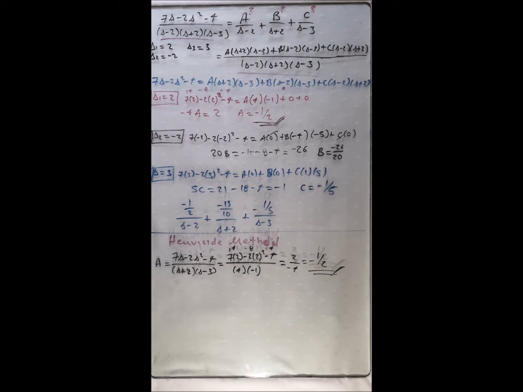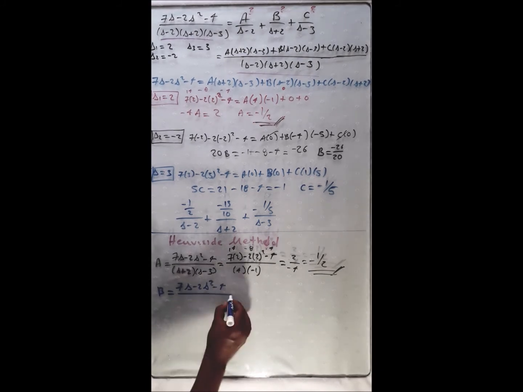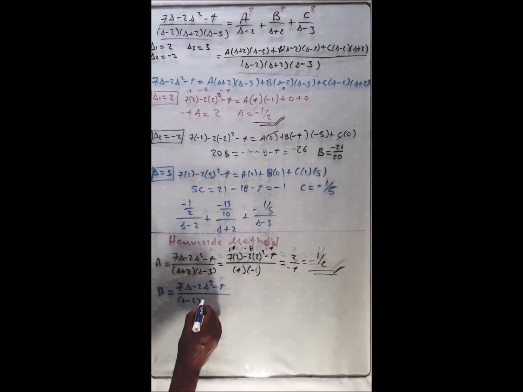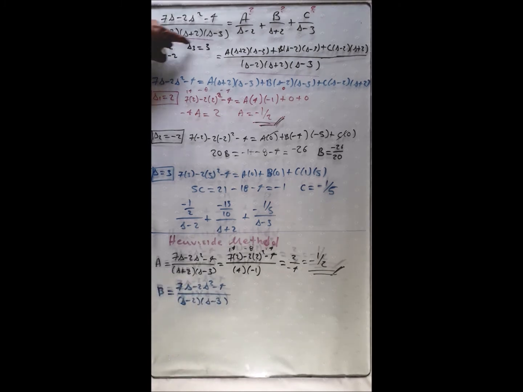Now, the next value, the value of b. For the value of b, as you can see, b is divided by s plus 2. So on this fraction, you cancel s plus 2, or you just remove it. 7s minus 2s squared minus 4 divided by s minus 2 and s minus 3. As you can see, you just remove the s plus 2. And then you replace the value of s equal to minus 2, which is the root.